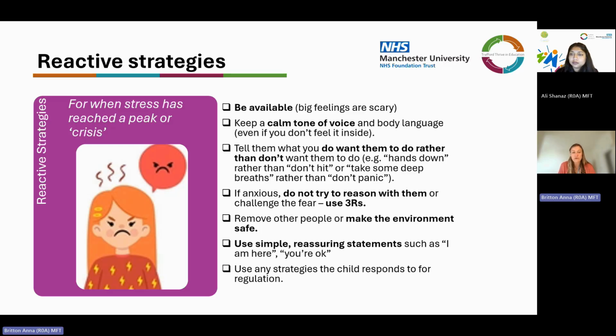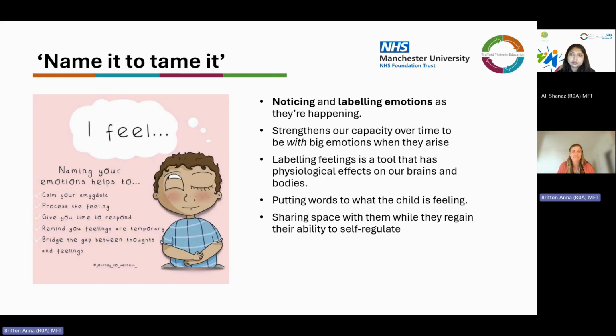Using the 3 R's, which we'll talk through later. Removing other people or other things to make the environment safe, and using reassuring statements like "I'm here," "You're okay," "We'll get through this" can be really helpful too. Sometimes there are still some strategies you can put in place here, but it's definitely not guaranteed. So that's crisis management.